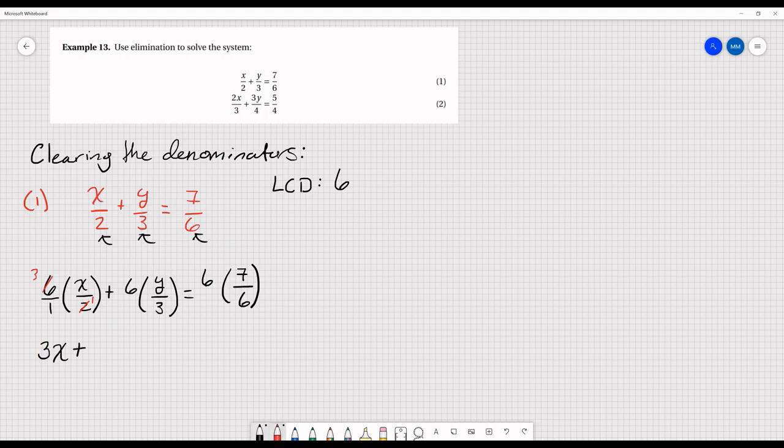We'll do the same thing here. 3 divides 6. 3 divided by 3 is 1. 6 divided by 3 is 2. That gives me 2y. Finally, I've got 6 over 6. 6 over 6 is 1. So that equals 7. I have now manipulated this equation so that there are no fractions.